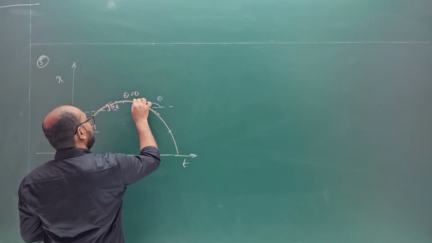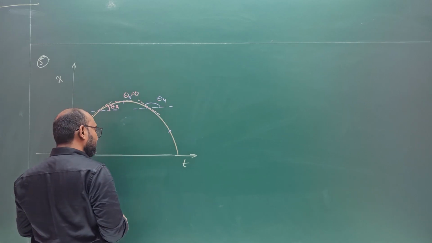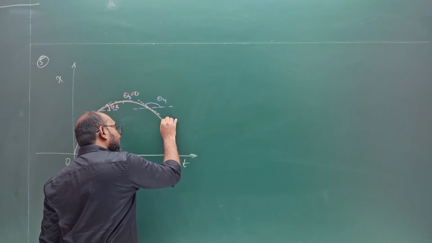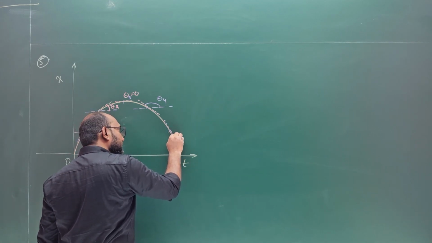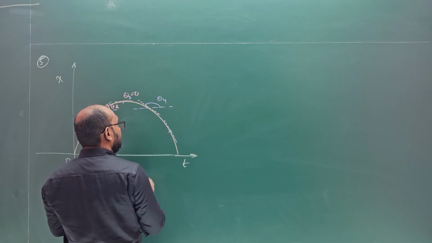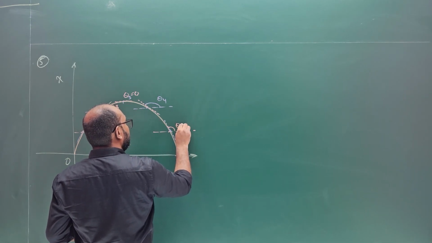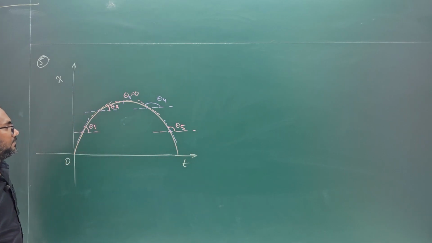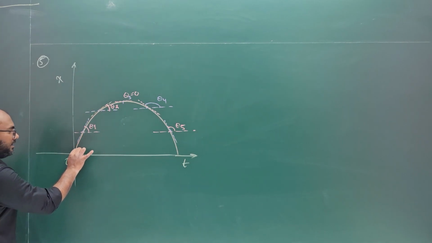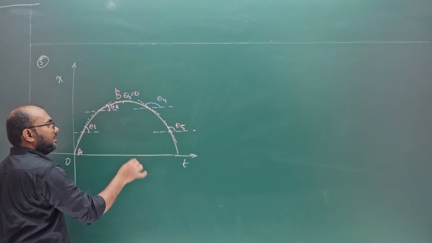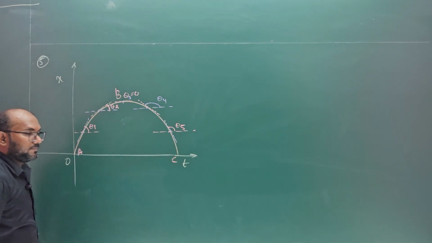This is your theta 3, theta 4. Again at this point, drawing the tangent. This is your theta 5. Okay, and let's say this is your point A, this is your point B, and this is your point C.